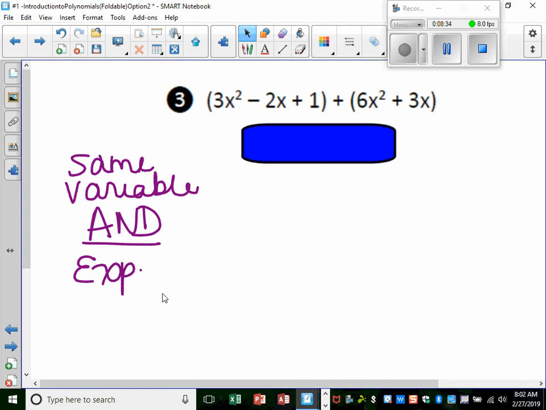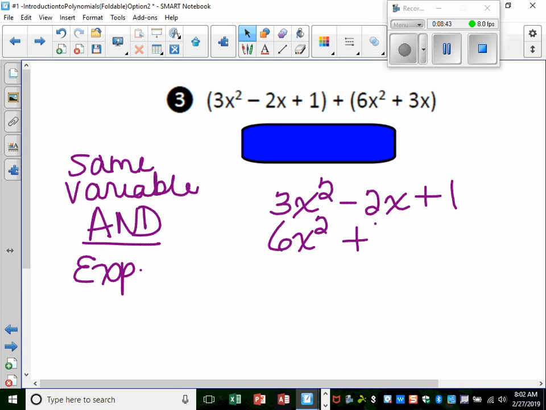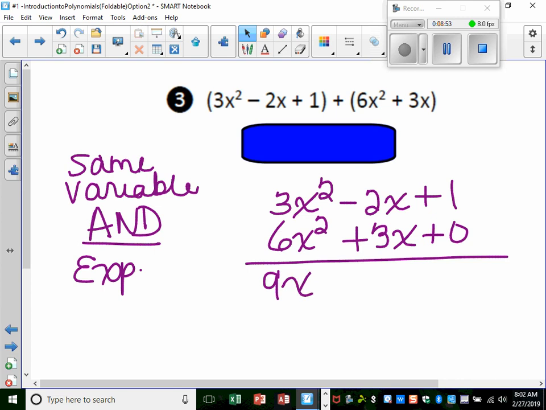So if I wanted to rewrite this, I would rewrite it this way. I will put the 6x squared under here, the 3x here, and then I would just fill this in with a 0 since I don't have a constant for the last one. Okay, so when I combine these together, I have 9x squared, and a -2 and a +3 is a +1, plus 1.